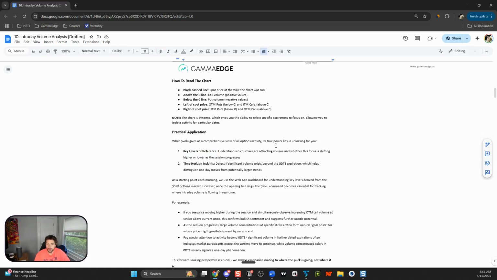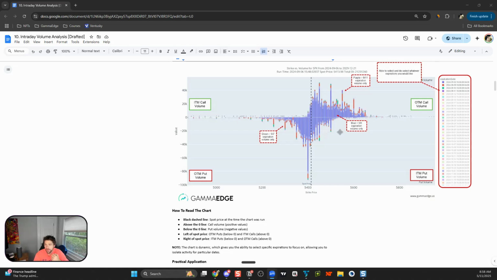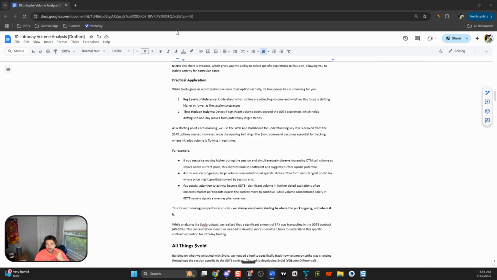So understanding which strikes are attracting volume and whether this focus is shifting higher or lower as the session progresses. Right, just going back to this example, we can see there are some pretty key strikes, or goalposts as we like to call them, developing. What's important is to see if those strikes continue to develop throughout the session or not, or if new ones start to develop.